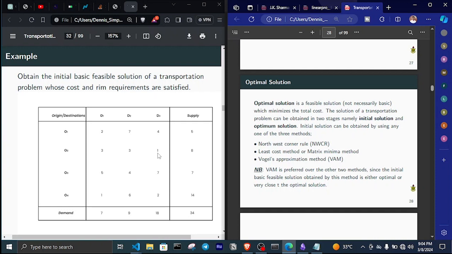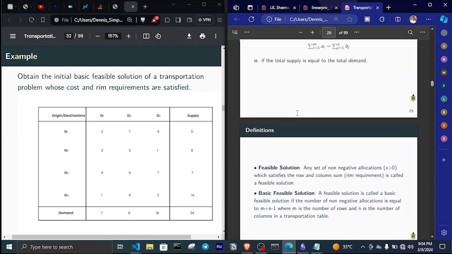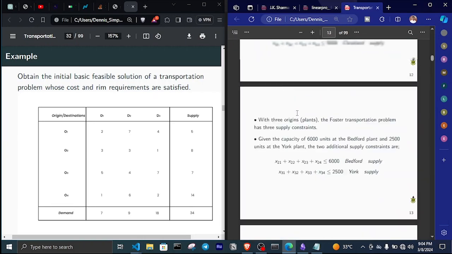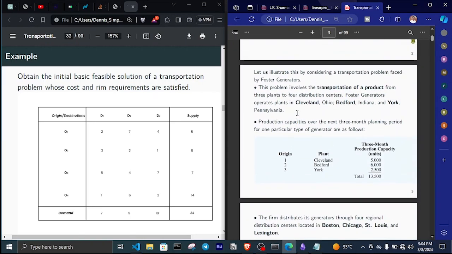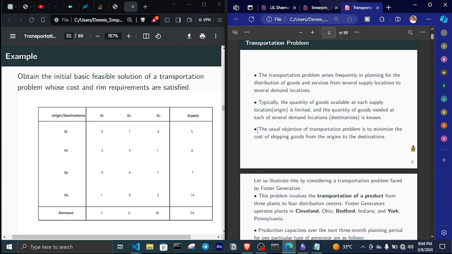In this video, we'll take a look at how to find the initial solution to a transportation problem using the northwest corner rule. Reading from my right, we notice the northwest corner rule is one of the three methods in obtaining the initial solution of a transportation problem. Now, the usual objective of transportation problems is to minimize the cost of shipping goods from the origins to the destinations.